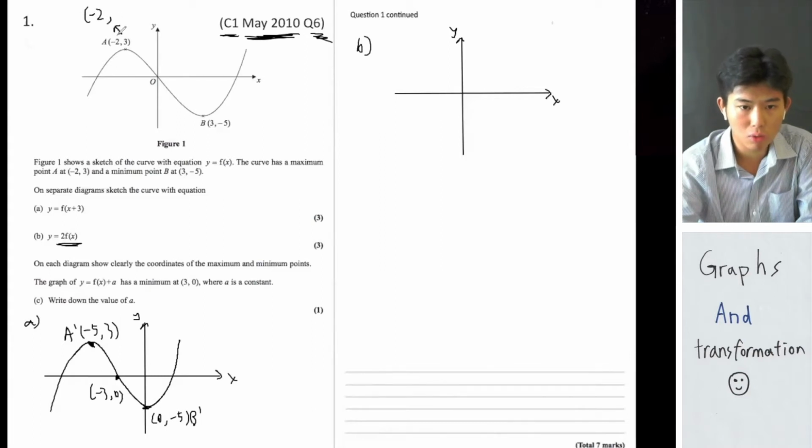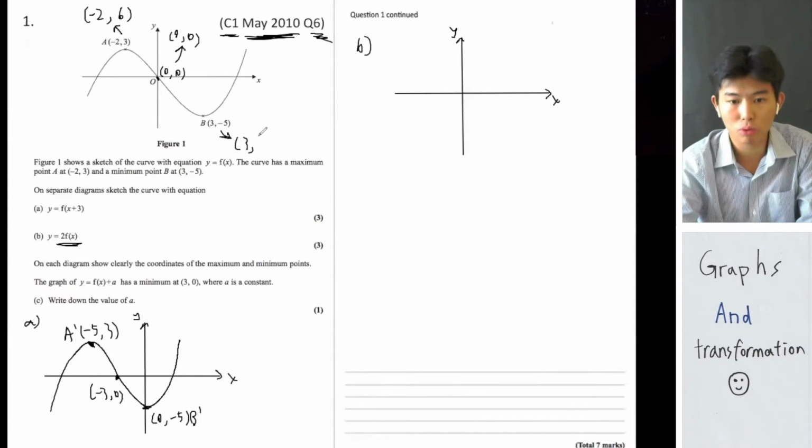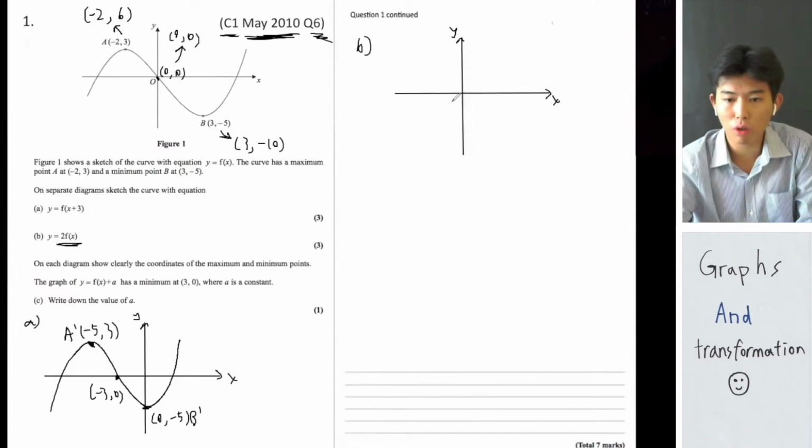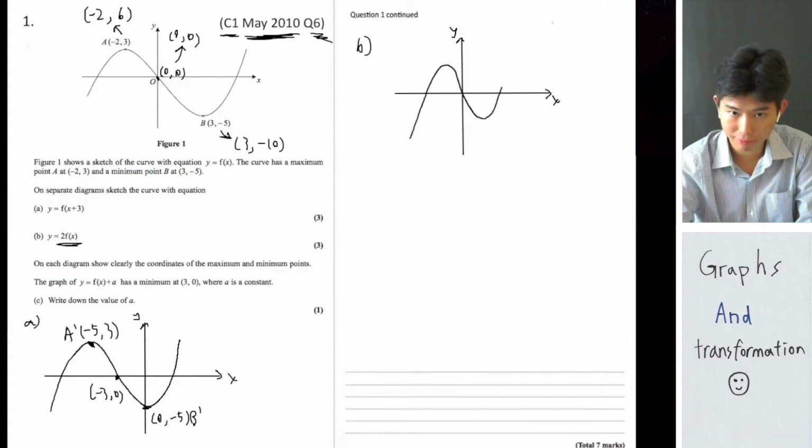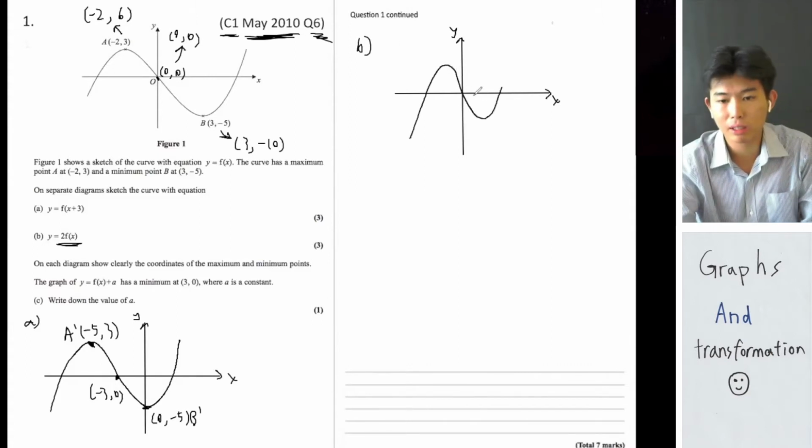Not gonna touch the x coordinate. 3 times 2 would be 6. And this one here, 0 and 0, 0 times 2 would also be 0. So 0 and 0. But for this point, it would be 3, and y coordinate -5 times 2 would be -10. So the curve should look something like this. And basically it makes the graph look taller, like basically stretch it vertically.